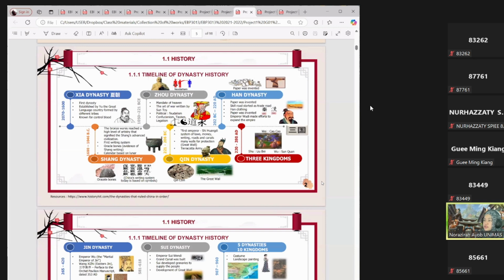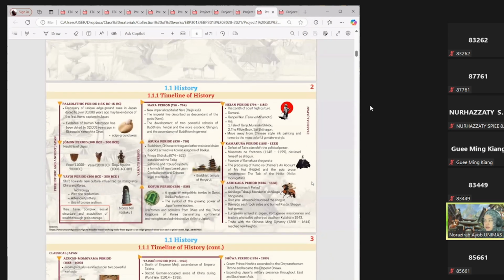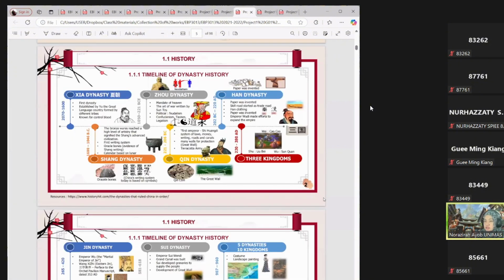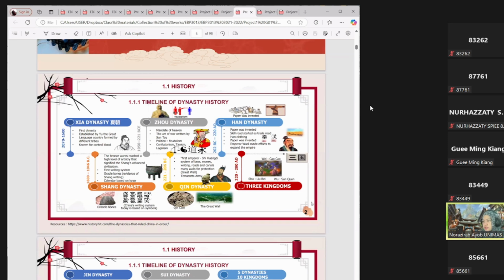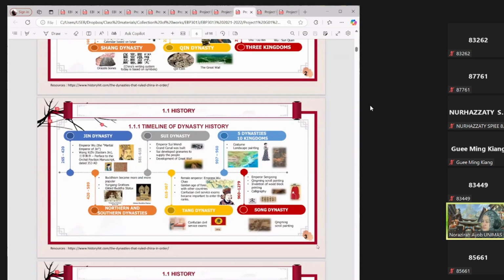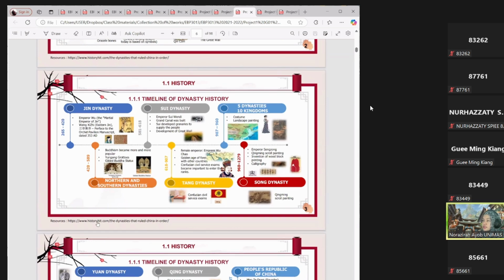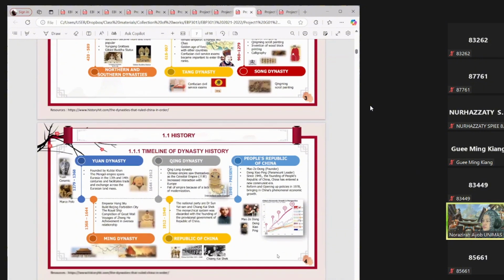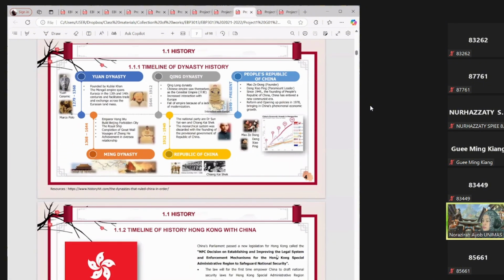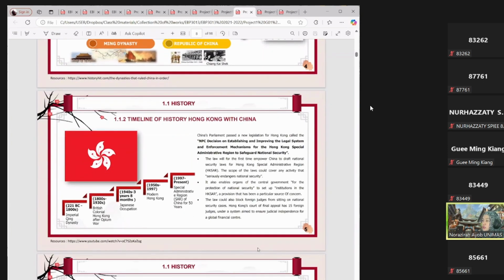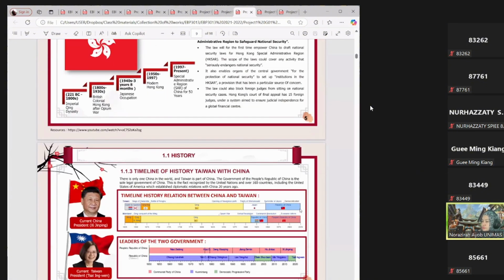China has a long history of dynasty. Japan just now is not called dynasty, they are called period. Okay, but China has dynasty. I think one of the only countries that have various dynasties, too many. Okay. Don't forget resources or sources or reference. So this group, they include how China related to Hong Kong in the history. And Taiwan.